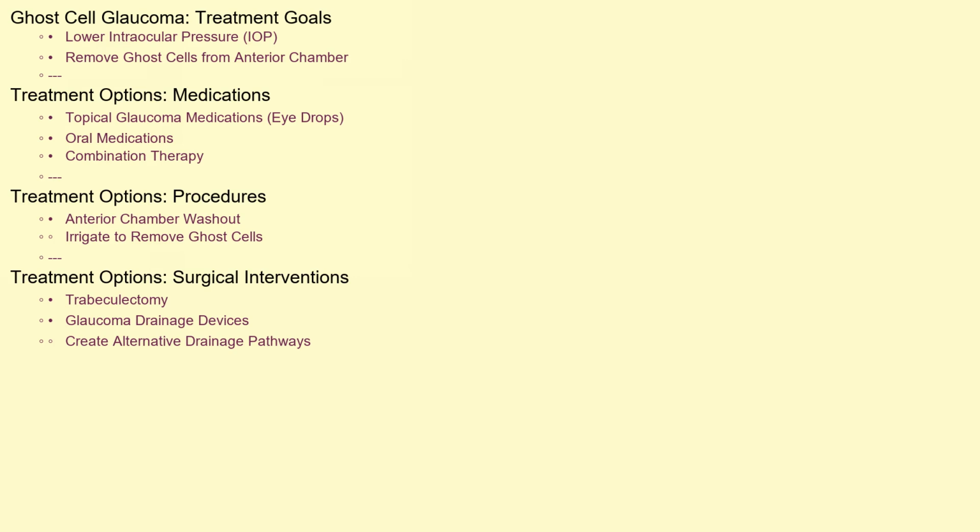The primary goal of treatment is to lower the intraocular pressure and remove the ghost cells from the anterior chamber. Treatment options may include topical glaucoma medications like eye drops, oral medications, or in some cases a combination of both. Anterior chamber washout, a procedure where the eye is irrigated to physically remove the ghost cells, may also be performed. In more severe or refractory cases, surgical interventions like trabeculectomy or glaucoma drainage devices may be necessary to create alternative pathways for fluid drainage.